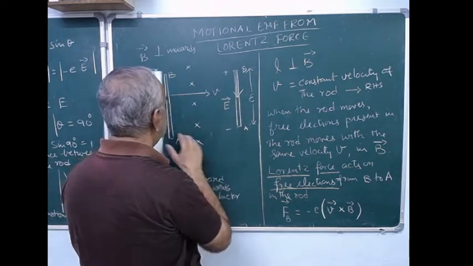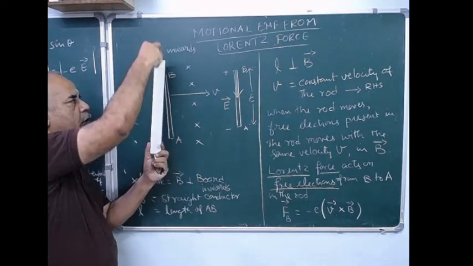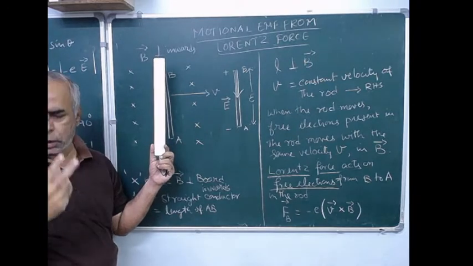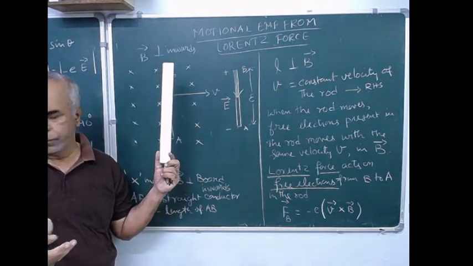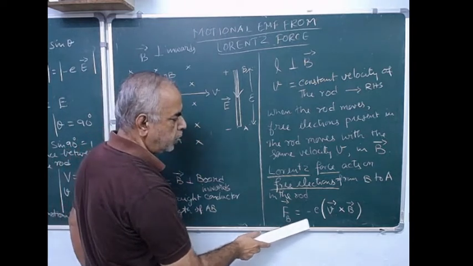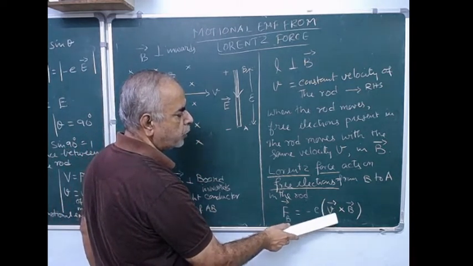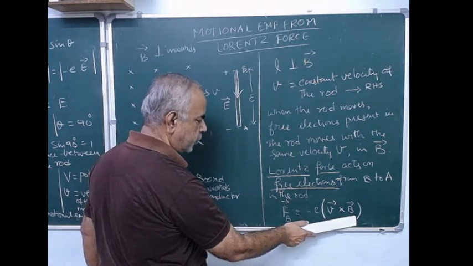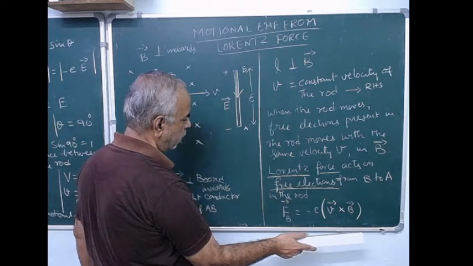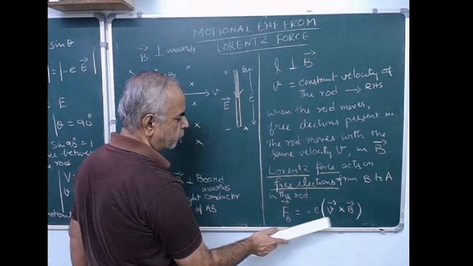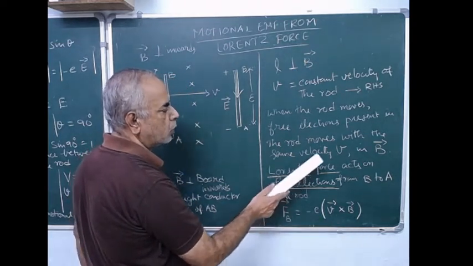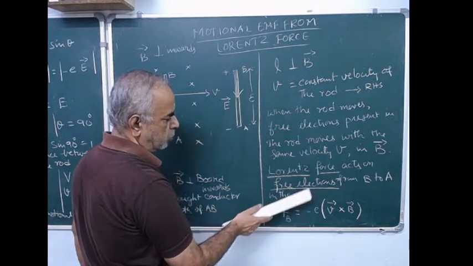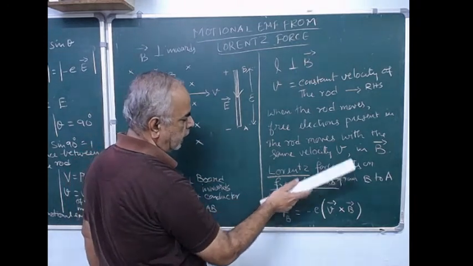So these moving electrons experience two kinds of force. One force is the Lorentz force because of the magnetic field, given by Fb equal to minus e into v vector cross B vector. It is a cross product, where e is the charge of the electron. This is called the Lorentz force, and it acts on the free electrons because of the magnetic field.